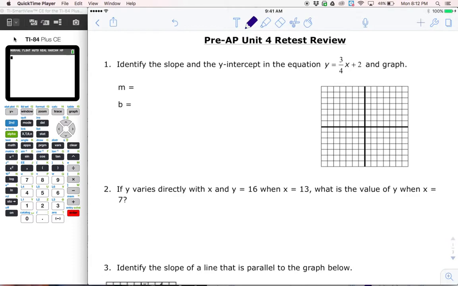So first we're going to start really basic. We're going to identify the slope and the y-intercept of this equation. The slope is the number with x, so m is the slope, right? That's 3/4. And the y-intercept is the number not with x, so in this case, 2, right? B is 2. And we're going to graph this thing. Don't forget to graph. That is half of your grade for this problem, right?